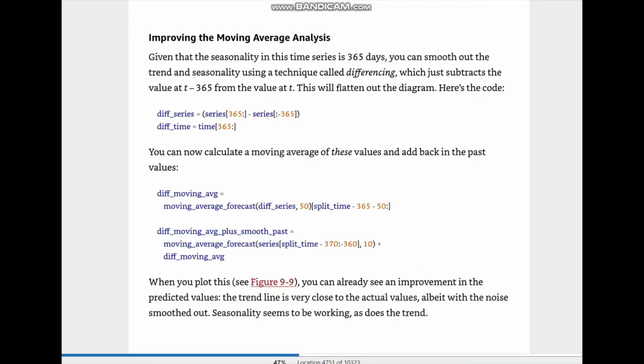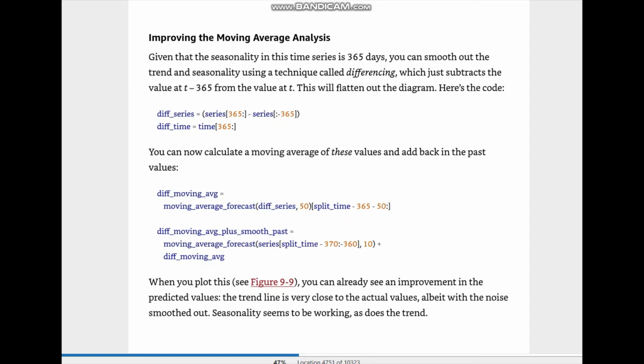So, improving the moving averages. We have seen from the previous method that the moving averages analysis was pretty good, and now we are trying to improve it much better. Given that the seasonality in this time series is 365 days, you can smooth out the trend and seasonality using a technique called differencing, which just subtracts the value at t minus 365 from the value at t. So, this will flatten out the diagram. So, let's see how we are doing this.